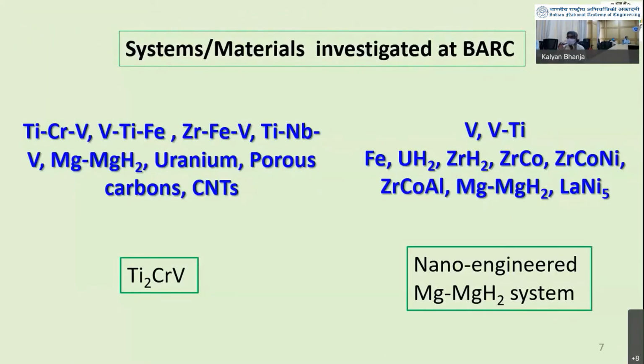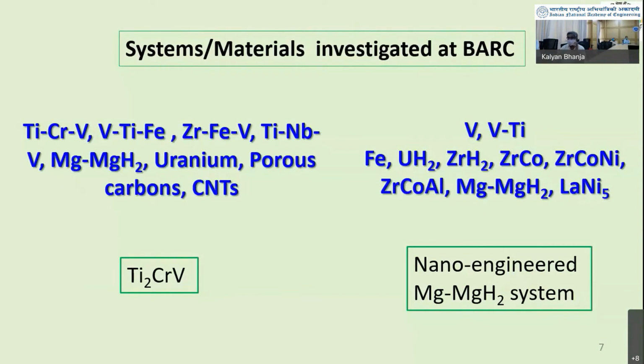So briefly, I show here what the systems are. A variety of systems have been investigated by colleagues in BARC. Most of these are transition metal-based systems: titanium, chromium, vanadium alloys, vanadium, titanium, Fe alloys, zirconium, Fe alloys, a variety of transition metal systems. Along with that, uranium has also been studied, then carbon nanotubes, porous carbons, etc.